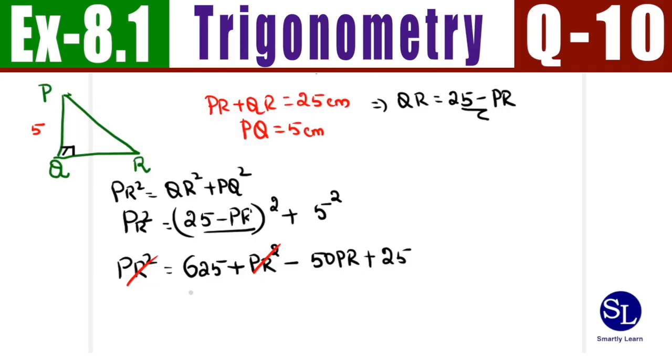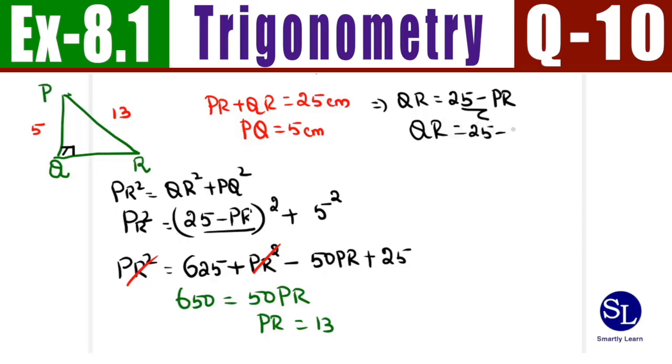So I can write this as 625 plus 25 is 650. So 650 is equal to 50 times PR, or PR is equal to 13. So we got the value of the hypotenuse as 13. Now we can generate the value of QR. So QR is equal to 25 minus 13, what we computed for PR. So this is equal to 12. So now we found out the last side, this side of value 12.